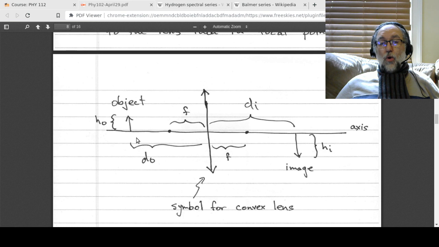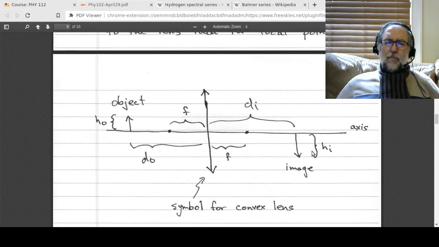Now, this DO, that's going to be the distance of the object to the lens, okay? And you can see that DO here is bigger than F, so this is the case where the distance from the object to the lens is bigger than the focal length, all right? And over here you have DI. DI is the distance from the lens to the image, okay? And there's two other quantities I've got drawn in here. HO, that's the height of the object, and HI is the height of the image, okay?